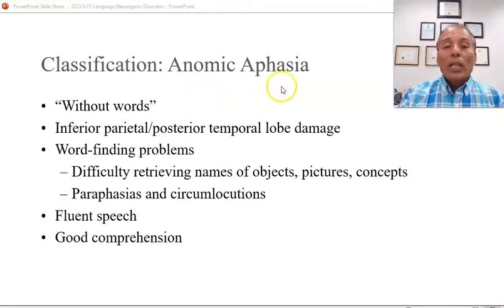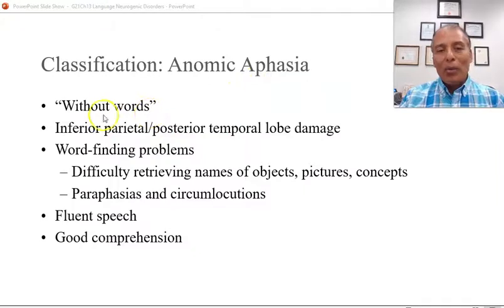And then there's anomic aphasia. Anomic comes from the word name. Nom means name. So it's difficulty naming and retrieving words. They call it sometimes being a person without words, like the struggle trying to find the word to use.